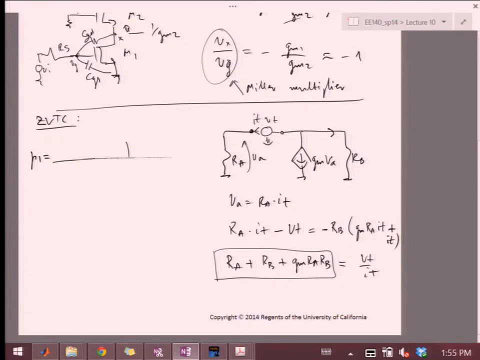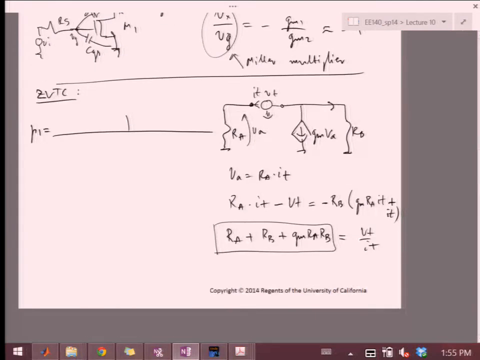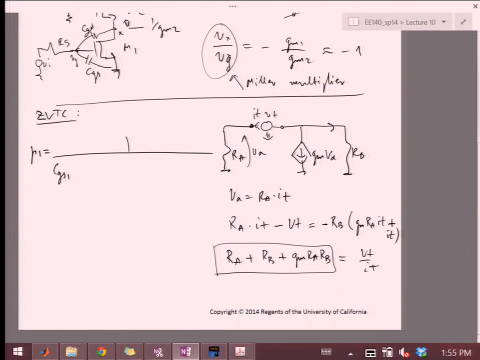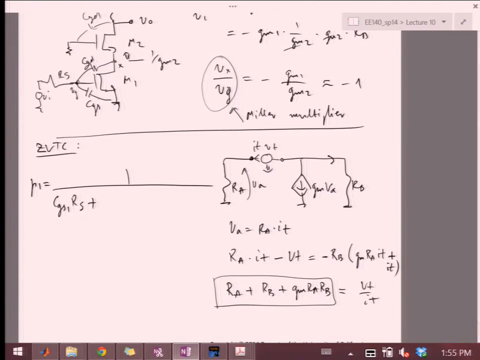So the pole will be 1 over, let's say, CGS1. So that's this one, and this one will just see RS, right? And then CGD1.